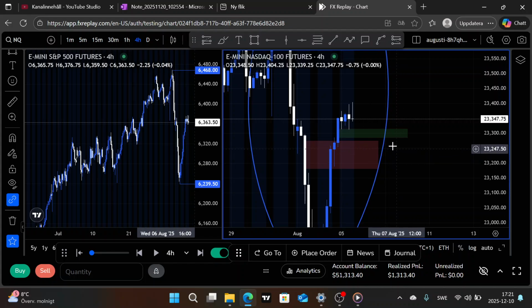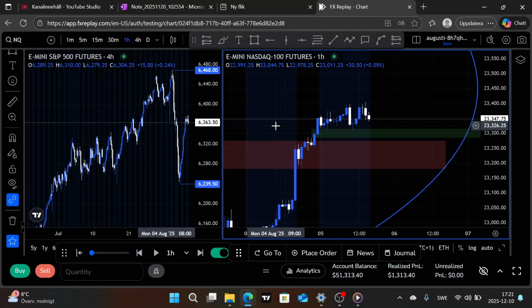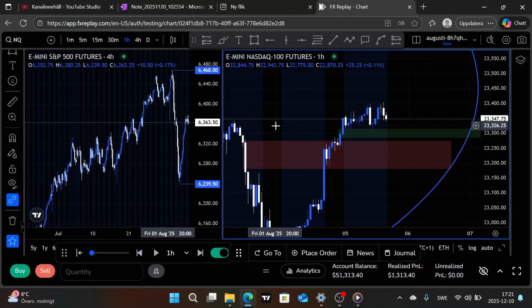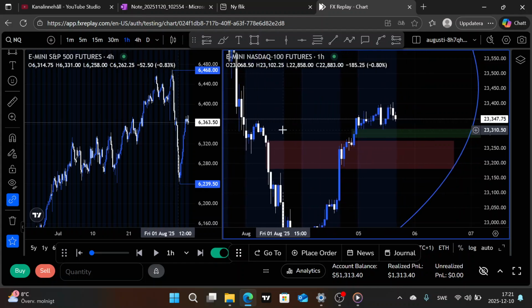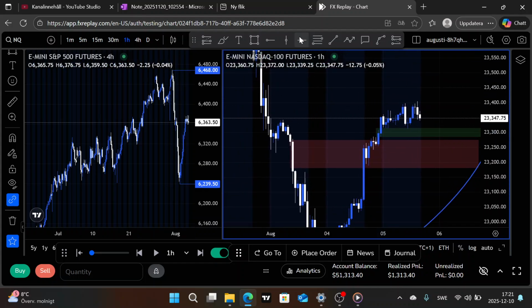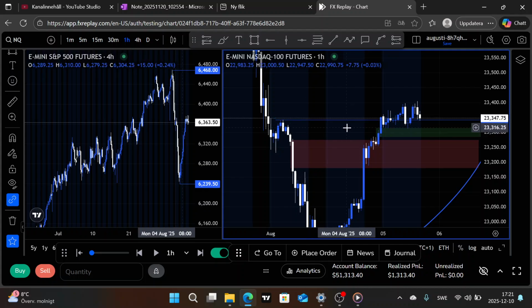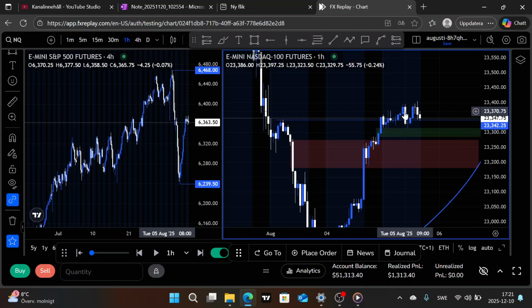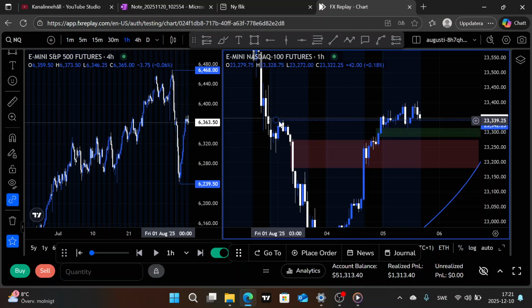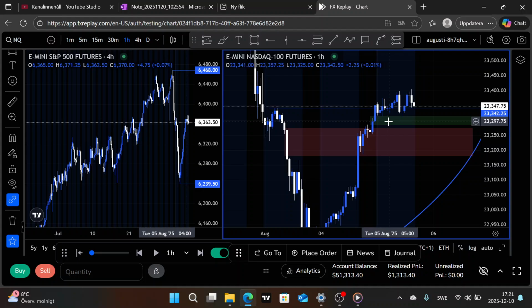And we go and check it in 1 hour, which looks like this. So we might have a turtle soup here. We go and sweep this internal high here, but we still respect this bullish value gap in 4 hour.